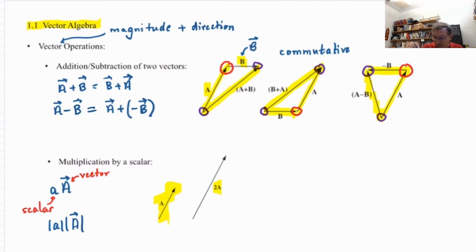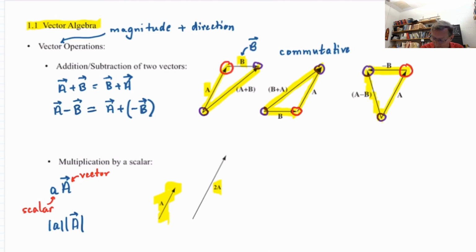And all that did was give us a new vector with twice the magnitude of the original one. Okay? Now, it could be that the scalar you're multiplying by is negative. Instead of taking big A vector and multiplying it by the scalar 2, like this drawing shows, what if we took big A vector and multiplied it by the scalar negative 2?